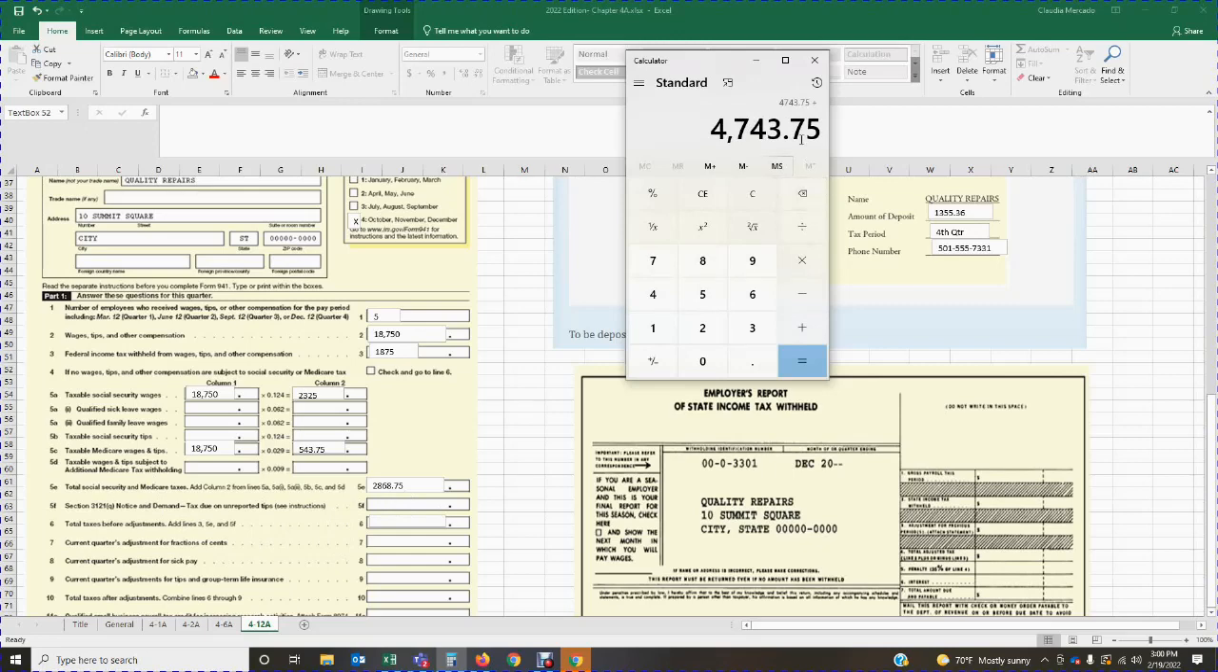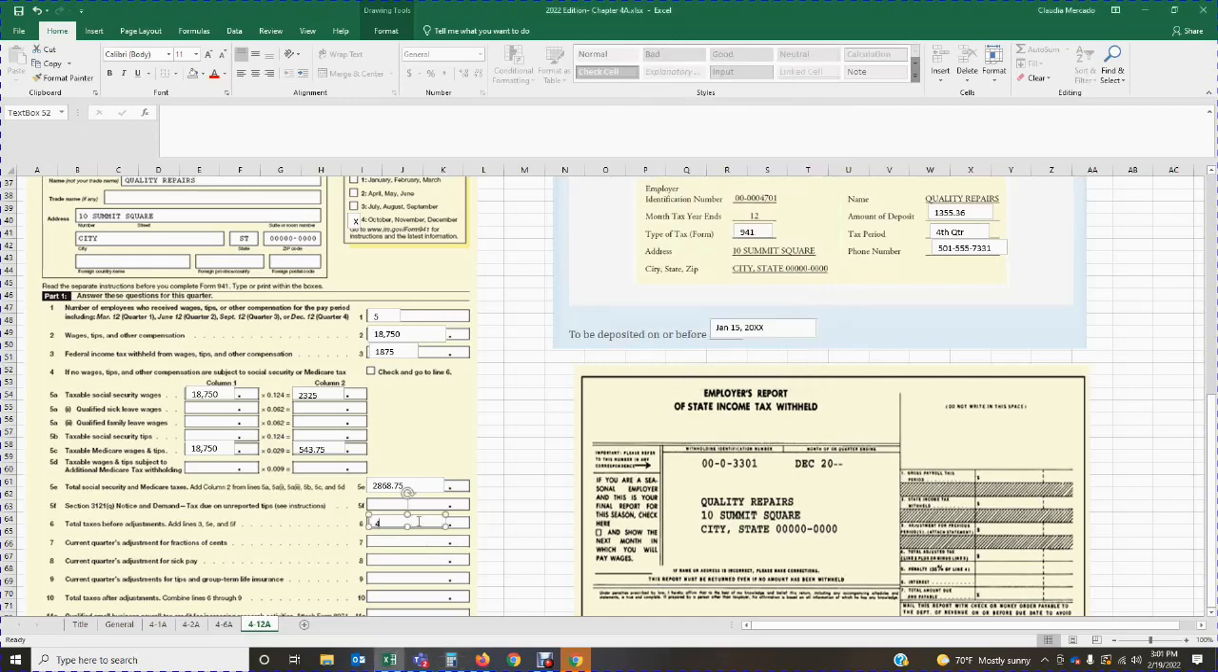So it will be 4,743.75. Now this is where a lot of students get confused on the adjustment. Current quarter's adjustment for sick pay, no, that's line number 7. Current quarter's adjustment for fractions of cents. Let me get my ruler because with so many line items here, I'm going crazy. Okay, so line number 7, current quarter's adjustment for fractions of cents.